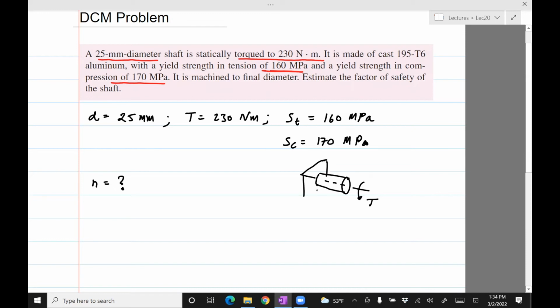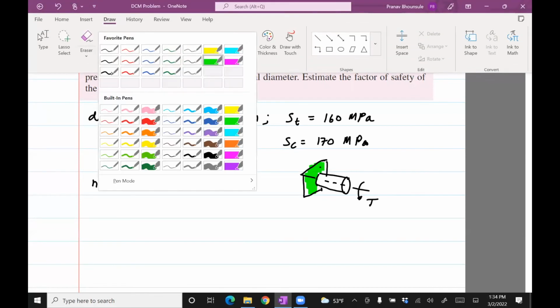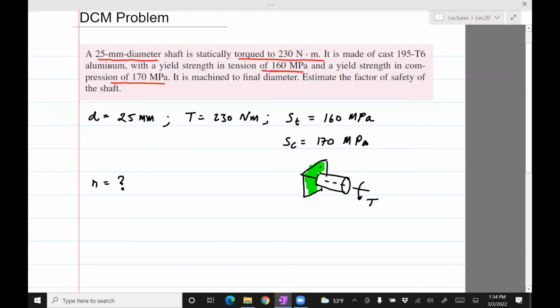I'm assuming that the setup is something like this, where the shaft is held on one side and then it's torqued. And then we keep increasing the torque to a value of 230 Newton meters. Assuming that's the maximum torque applied to the machine element, we need to predict, well, it will not fail obviously because there's a factor of safety there. So we need to find what's the factor of safety. In other words, how far are we from failure? If you increase the torque beyond that point by a factor of N, you should expect it to fail.